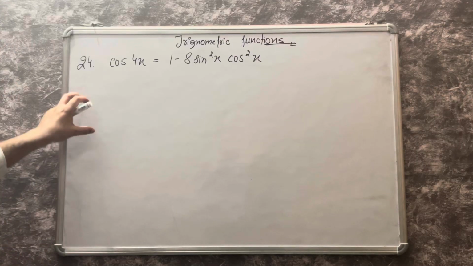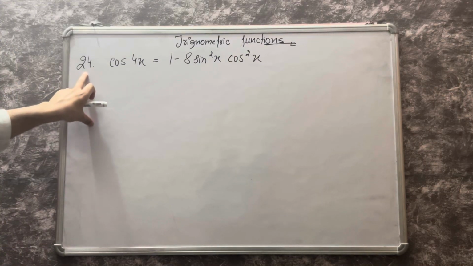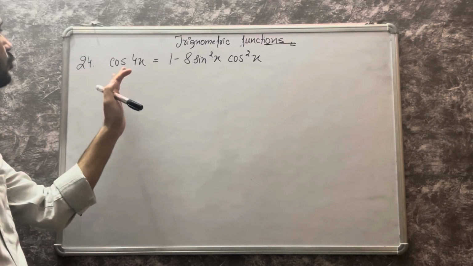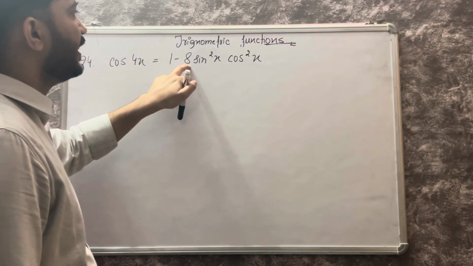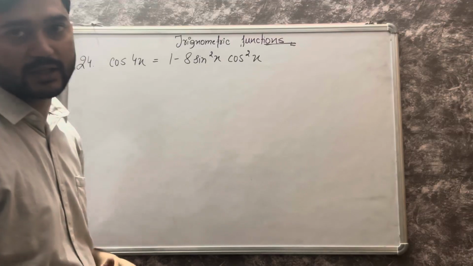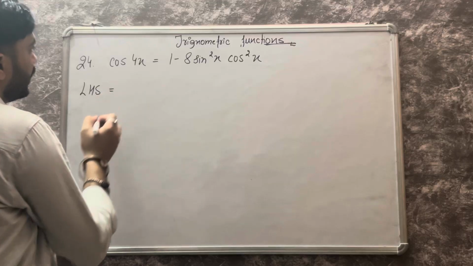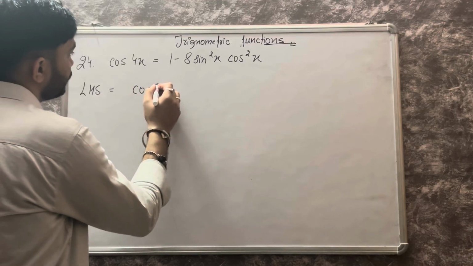Now moving forward to the next question, that is question number 24. We have on the left hand side cos 4x, and we are going to prove this equal to 1 minus 8 sin square x into cos square x. Now let us take the left hand side, and we have cos of 4x.